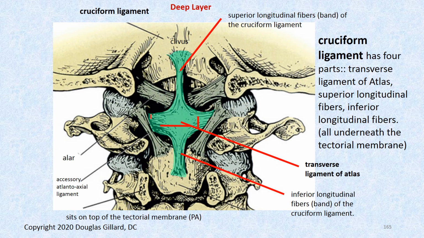Here's that transverse ligament of atlas I was talking about. Right here. See this guy? It's a member of the cruciform ligament. Cruciform means cross, and you can see we do have a cross right here. So cruciform ligament has a kind of a superior longitudinal band or fibers and an inferior longitudinal band or fibers. And then it's got this transverse band, or just the transverse ligament of atlas. Super important. Where does this insert? Transverse ligament of atlas? Colliculus atlantis. It attaches to those little bumps on the lateral masses.